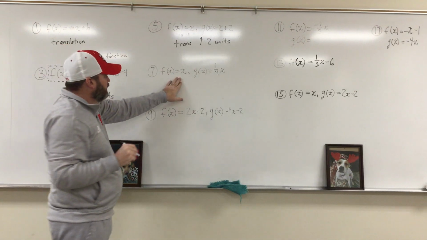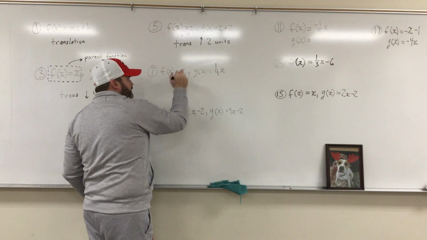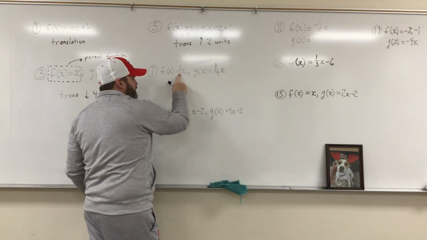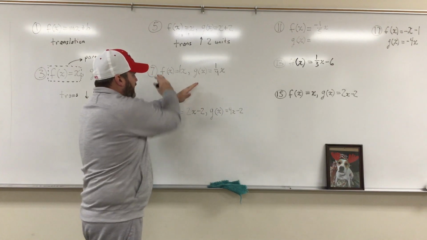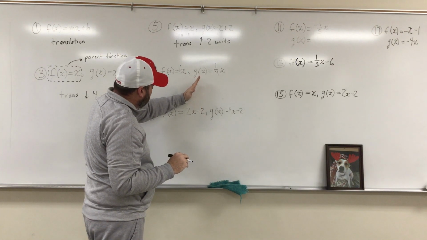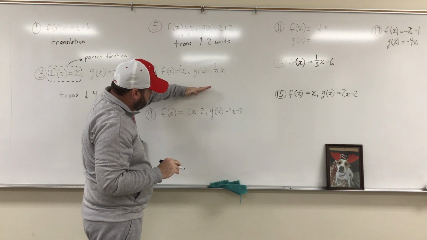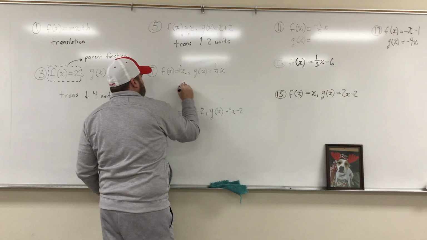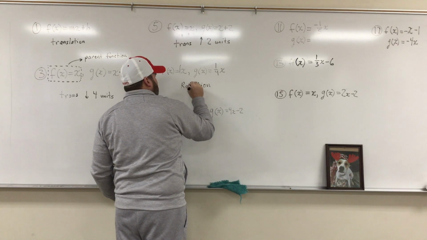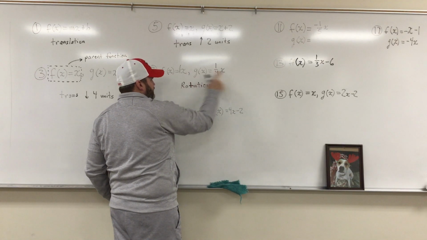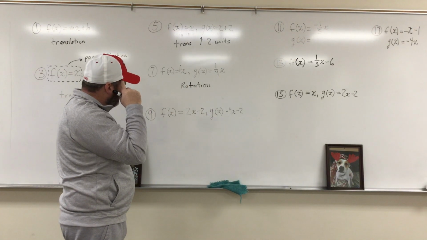Parent function again. This time the slope did change. It went from a +1, of course there's an invisible 1 there, to a +1/4. So it stayed positive, so there was no reflection, but it did go from kind of this 45-degree angle to this angle. So there is a rotation that occurs there. The y-intercept stayed the same, +0 and +0, so it didn't translate up or down at all.